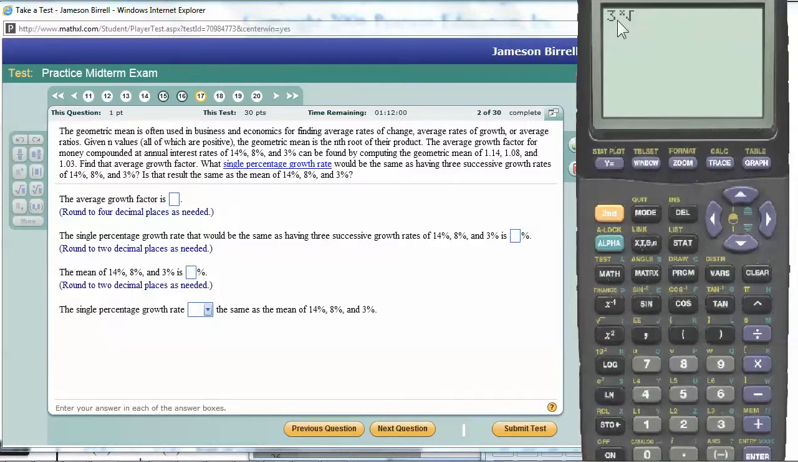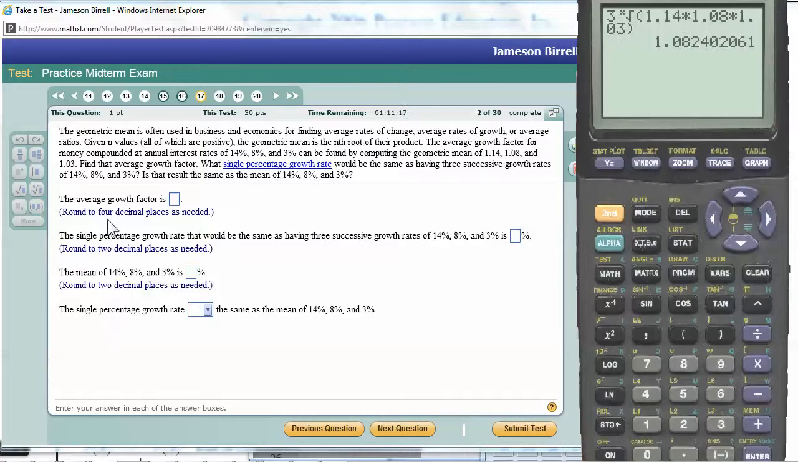I'd have a 3 written first, or 5 or 7, whatever it happens to be for the number of numbers that I'm using, the number of data points. And then here's my generic root symbol. Then I need some parentheses to get the product underneath this. I'm using the growth factors, which are the 100% and then the corresponding growth percentage. So that would be 14 in that case, and then 8 in that case, and 3 in that case. Now I close this with the parentheses here, hit enter, and there it is.